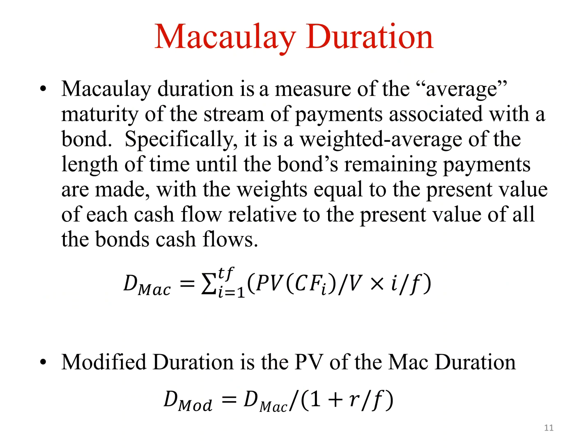So Macaulay duration is a measure of the average maturity of the stream of payments associated with a bond. Specifically, it's the weighted average length of time until the bond's remaining payments are made, with the weights equal to the present value of each cash flow relative to the present value of all cash flows. We can write that as the sum from I equal 1 to T times F, right? That is counting all our periods. And what we're going to do is take the present value of each cash flow at period I, divided by the total value of all cash flows.